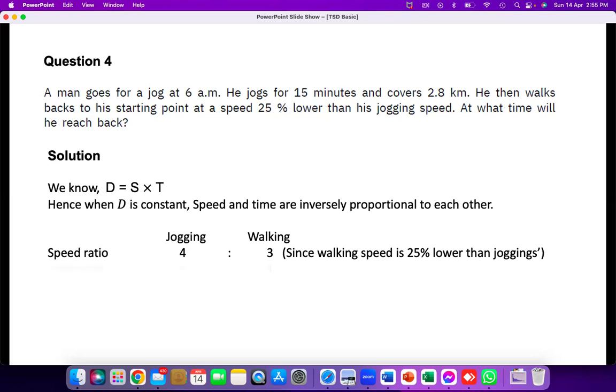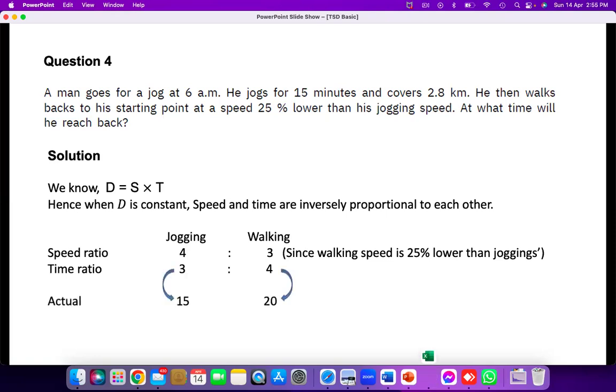Now, ratio of time will be, because speed is equal to distance by time, so speed is inversely proportional to time. So ratio of speed will be inverse of ratio of time, or ratio of time will be inverse of ratio of speed. So ratio of speed is 4:3. Therefore, ratio of time becomes 3:4, in jogging and walking.